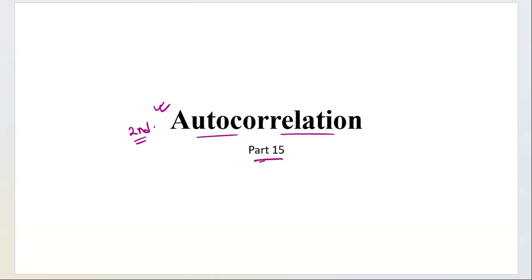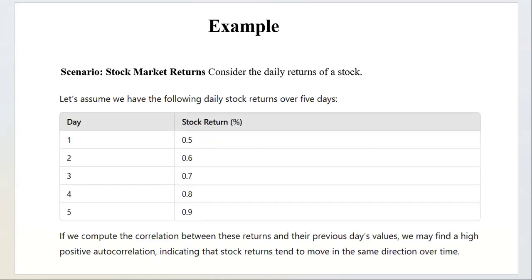And this is going to be our lecture number 15. So, what is the agenda for today's lecture? Here we will see with an example what is autocorrelation. We will understand the concept of this, and then we will go into the consequences. If autocorrelation is present in our linear regression model, then what will be the problem that might arise, right? So this is the agenda for today's video. Now let's start with the example.